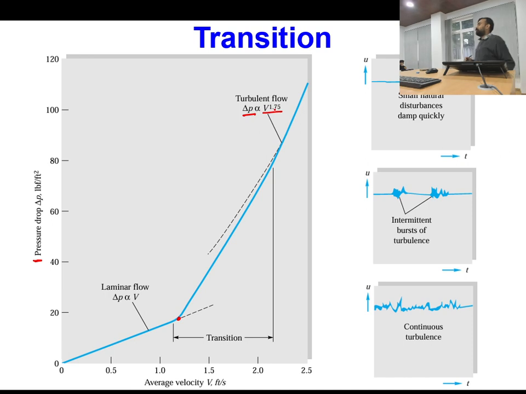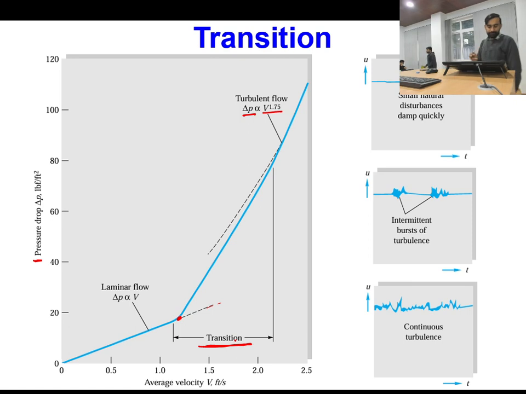In this particular regime, delta P was proportional to V power 1.75. So in this zone you have a straight line, and above that your curve is following 1.75, but this dashed line shows some deviation from the actual data in this region. So this particular region can be called the transition region.